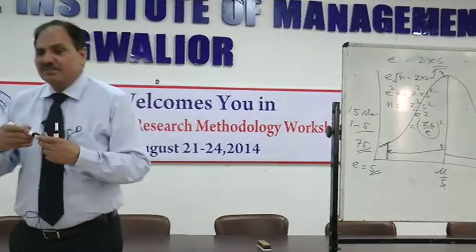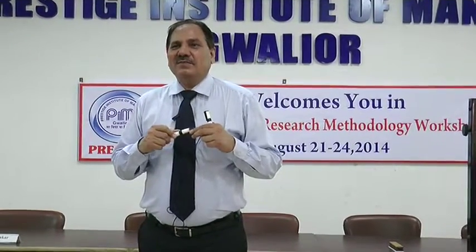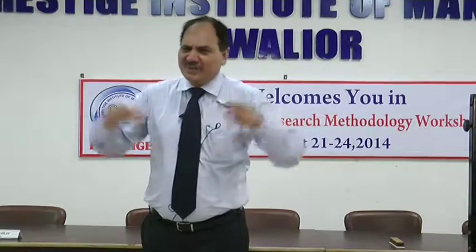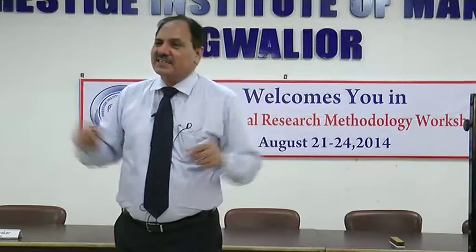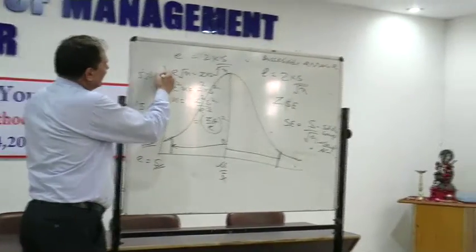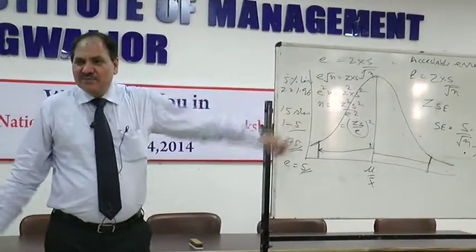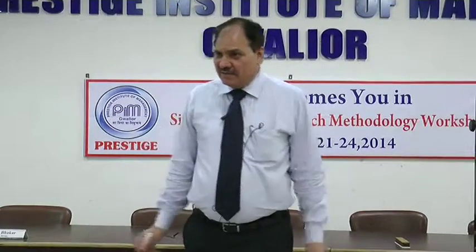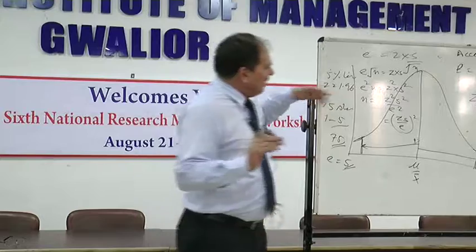What is the value of Z at 5% level of significance? It is fixed. It is depending upon the level of significance, it is fixed. At 5% level, Z is equal to 1.96. It's a fixed value. At 1% it is 2.58. So we are working out at 5% level of significance.